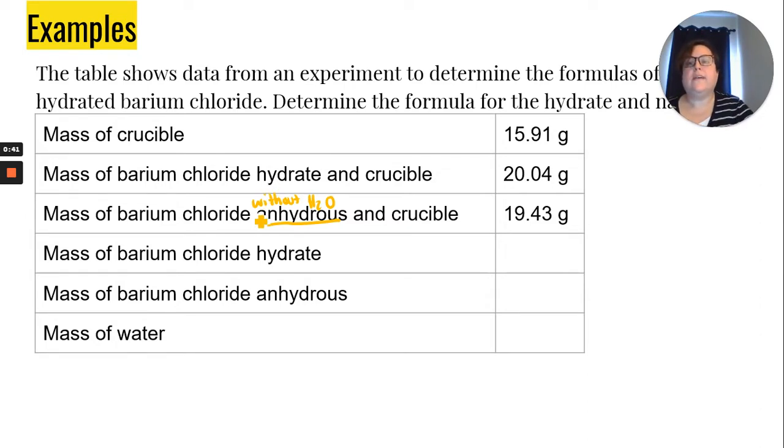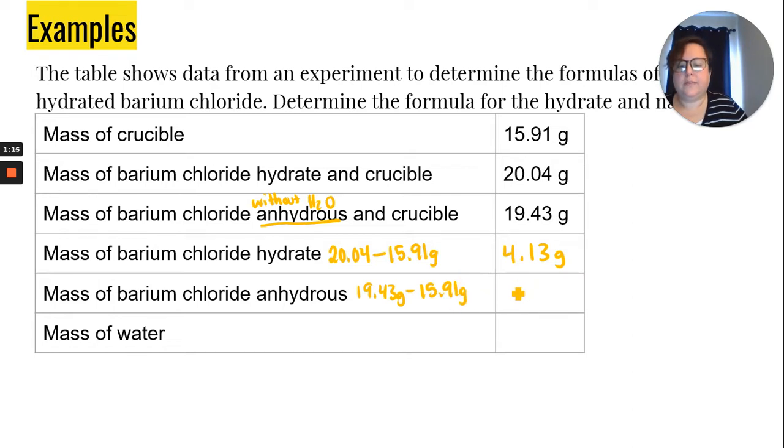hydrate. So to find the mass of the barium hydrate, we have to subtract out the crucible. So we would take the mass of the crucible and the hydrate, 20.04, and we would subtract the mass of the crucible, which was 15.91, and we get a mass of 4.13 grams. Then to find the mass of the barium chloride anhydrous, remember, which means without the water, we would take the mass with the crucible, subtract the mass of the crucible, and we're left with a mass of 3.52 grams. So you're subtracting out the crucible, really.